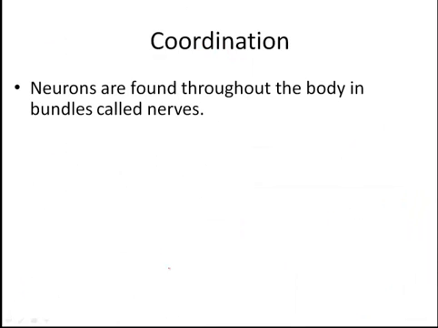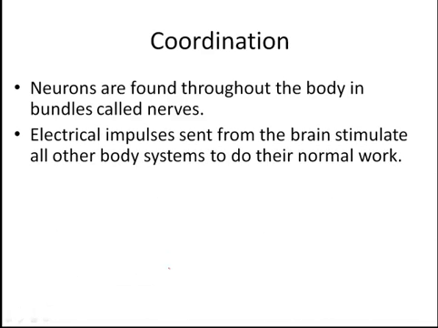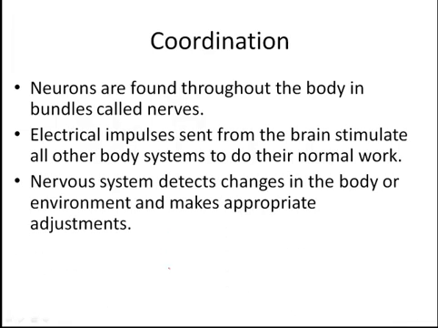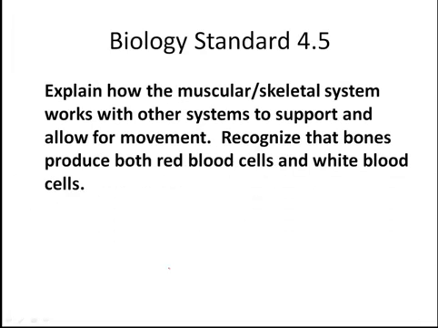Okay, so neurons are found throughout the body in bundles called nerves. So you don't have just long neurons, you actually have bundles of neurons that make up the nerves of your body. And electrical impulses get sent from the brain to tell the other body systems to do all of their normal work. So the brain is sending out electrical impulses to all your different body systems and regulating them and telling them what to do. Also, you're going to detect changes to your environment and then make appropriate adjustments.